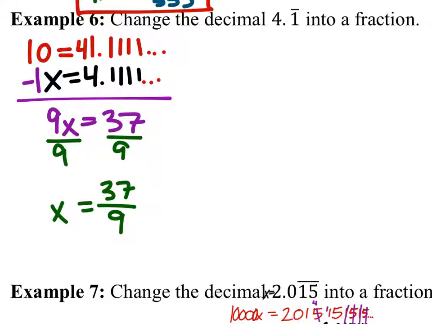37/9. But we could have done it the other way by making this 4, and then that's a 1 that repeats, and so we have 1/9. And then we could change this into an improper fraction. 4 times 9 is 36 plus 1, 37/9. It all makes sense.